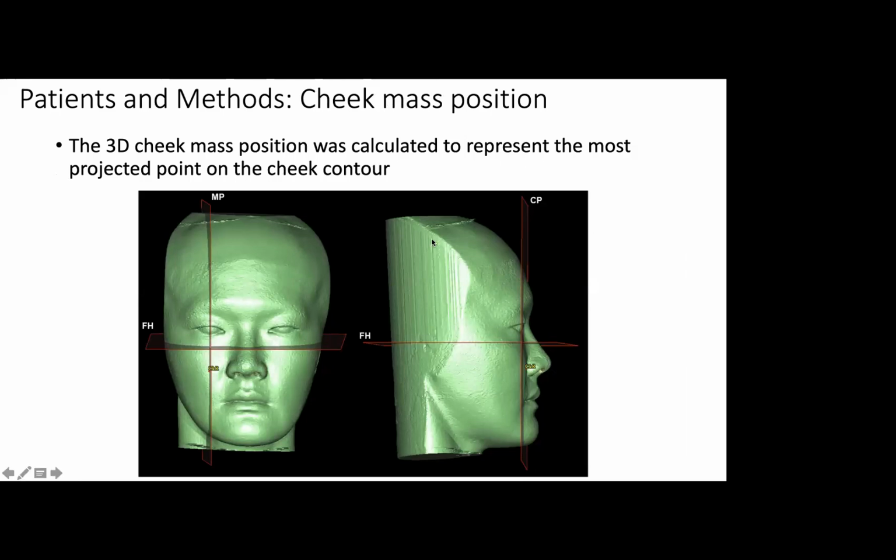And here is the cheek mask position. The 3D cheek mask position was calculated to represent the most projected point on the cheek contour. It was defined by measuring the horizontal distance between a cheek mask point and the mid-pupillary plane, Frankfurt horizontal plane, and the cornea perpendicular plane.